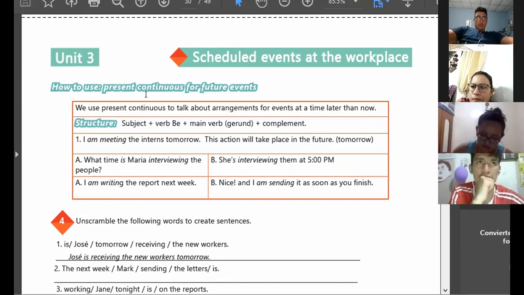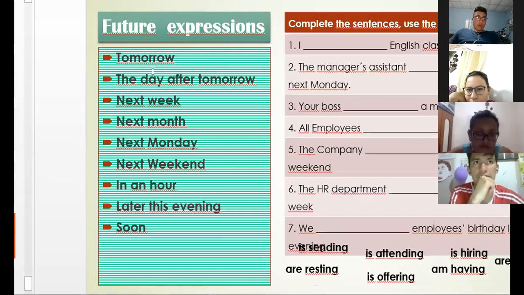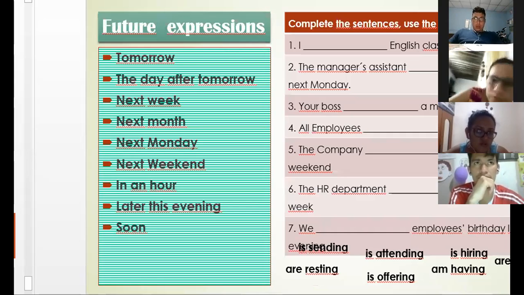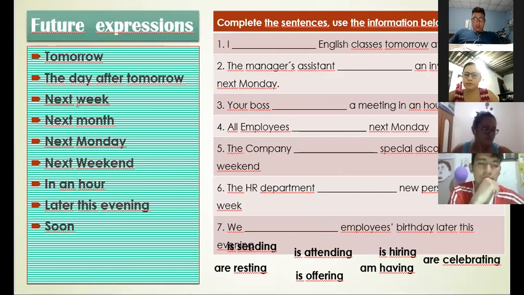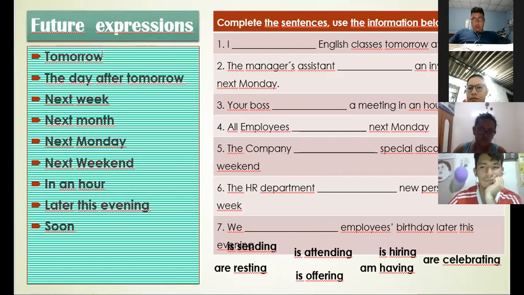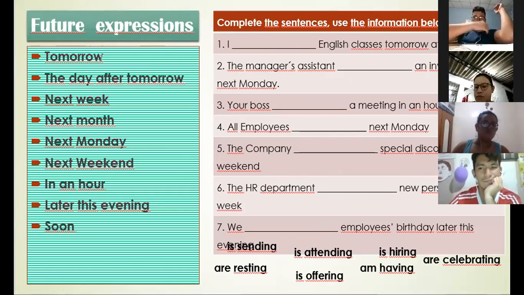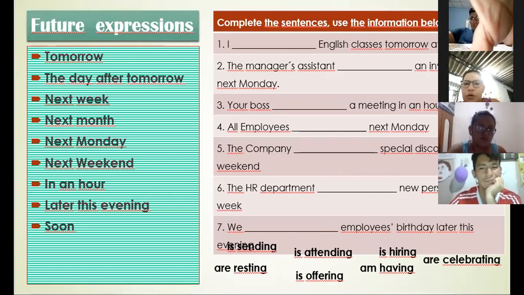Now let's go and see something here. Because to express the future, okay, we need to learn some future expressions. Future expressions. Let's read. Tomorrow.